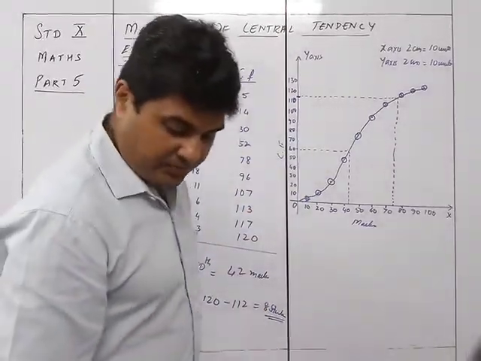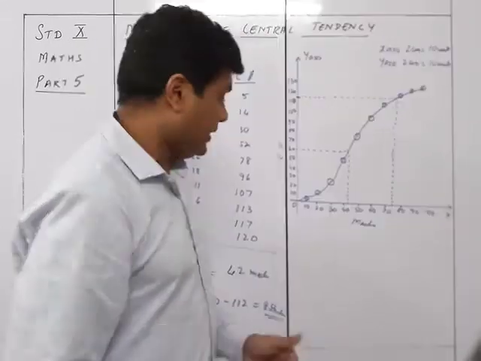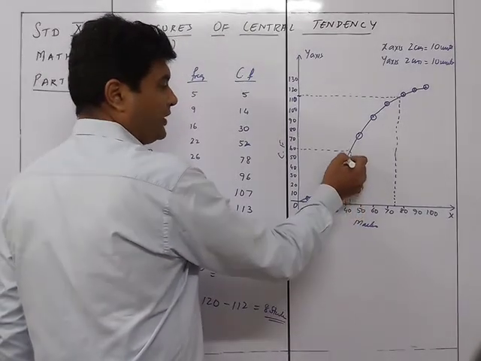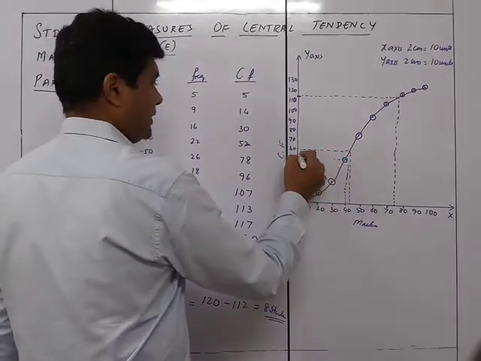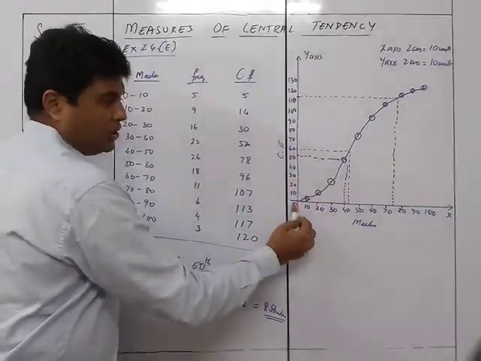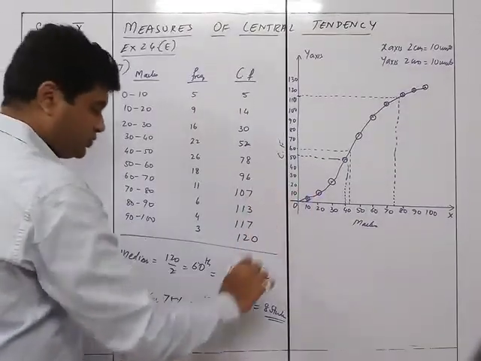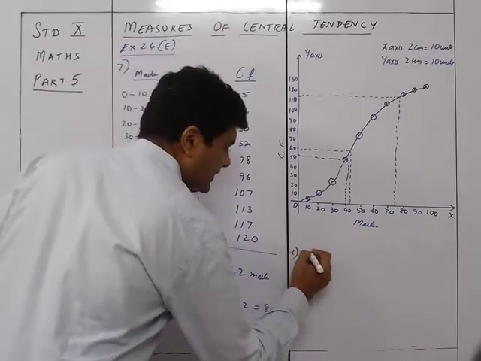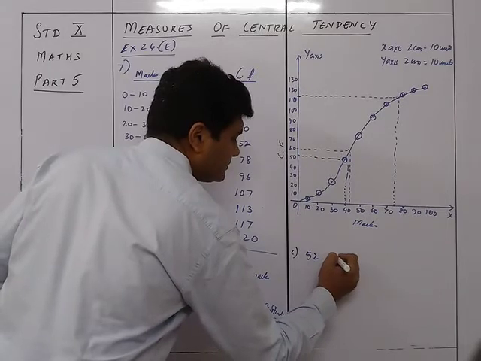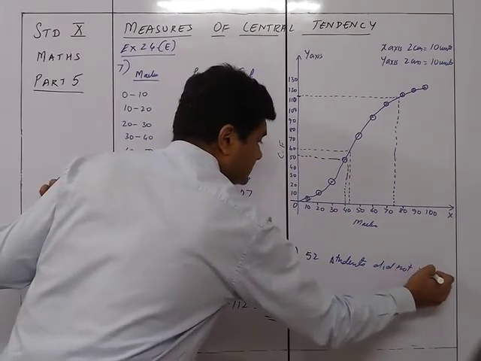The next thing is the number of students who did not pass the test if the pass percentage is 40. Now pass percentage is 40. So if I take it at 40, I know that at 40 it is like this. At 40 it is 52. So that means 52 students are such who did not pass. So the third answer is 52 students did not pass.